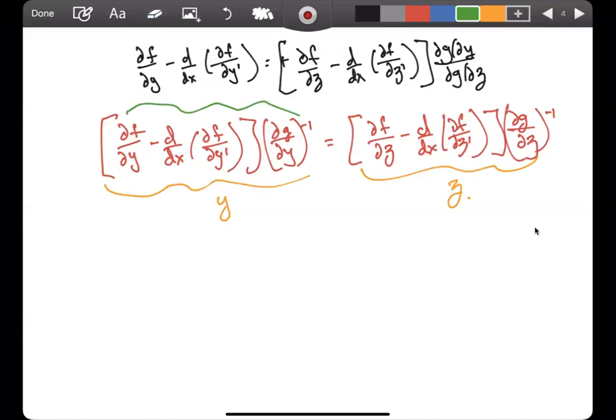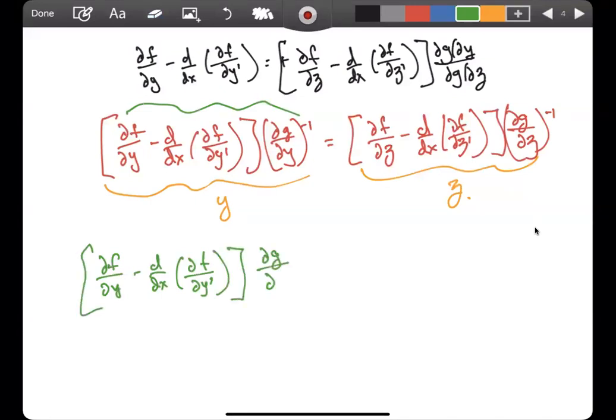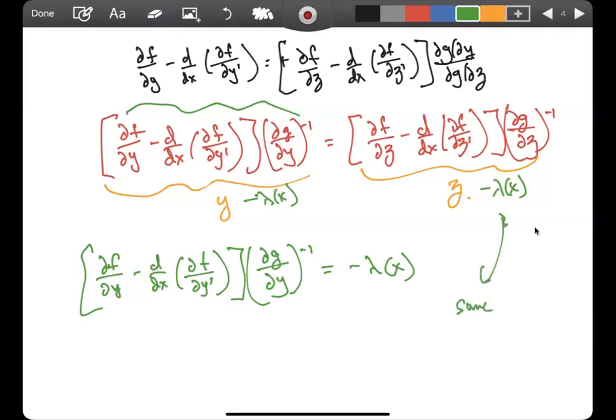So ultimately what this says for each of these is that the partial of f with respect to y minus d dx of the partial of f with respect to y prime, all times the partial of g with respect to y inverted, must be equal to some constant, minus lambda of x. Since I only have the two terms, this guy is also equal to minus lambda of x. So they have to equal the same constant, and we're going to get a similar expression for z.